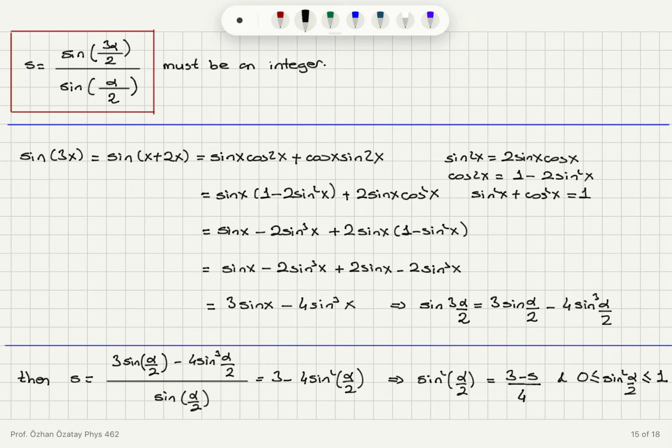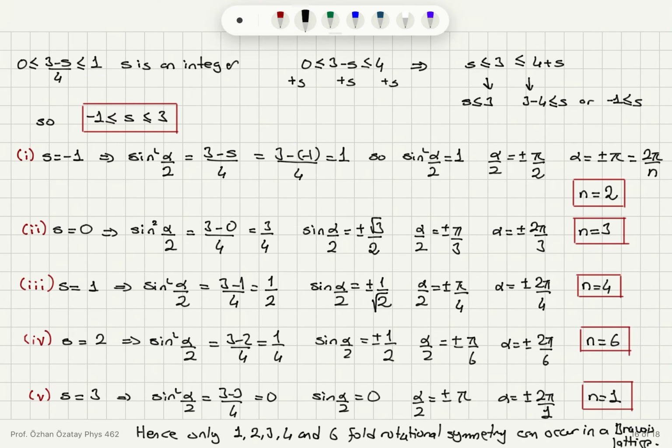Well, we know that sine is a function between minus 1 and plus 1. However, sine square is a function between 0 and 1. So 3 minus s over 4 must be between 0 and 1. Since s is an integer, 3 minus s over 4 doesn't have to be an integer.